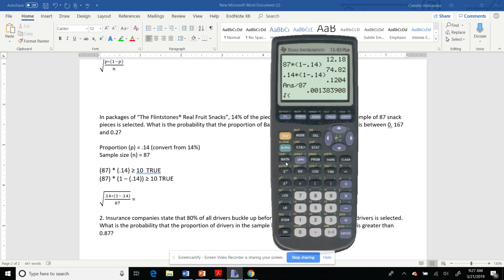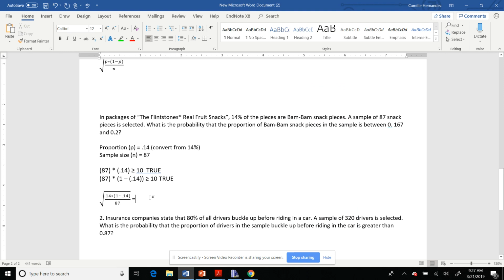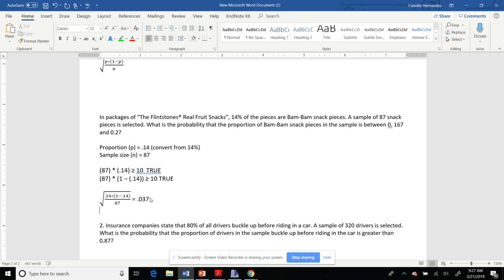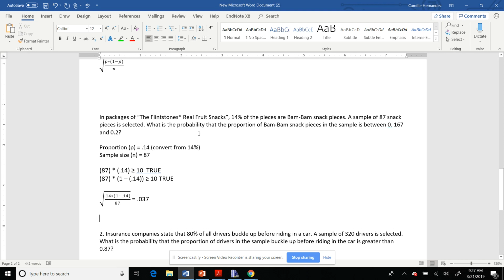square root, and then I'm going to do second, and I'm going to go down here and grab, you see where the negative sign is? I'm just going to click on it and it puts ANS. That means it's going to take this last answer and put it there, close the parentheses. So my standard deviation is 0.037. I'm going to give it that many decimal places. Okay, so now I can start to solve the problem.